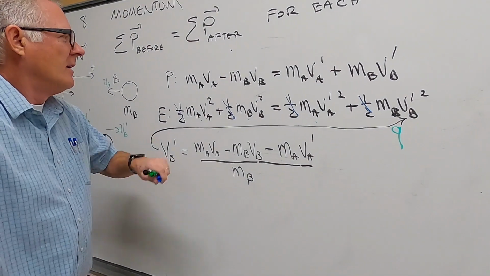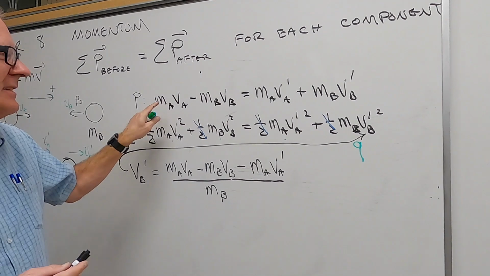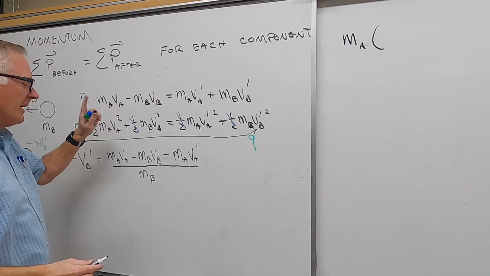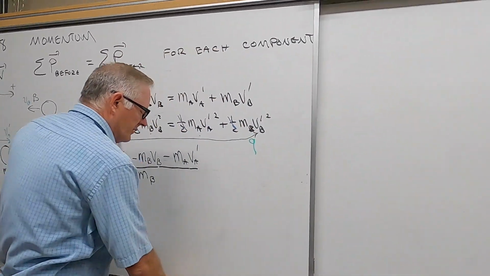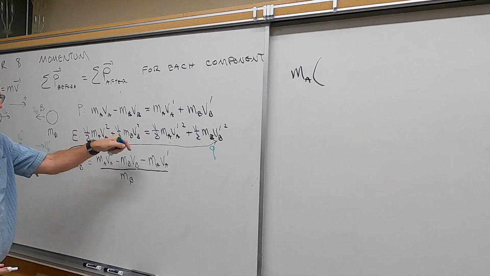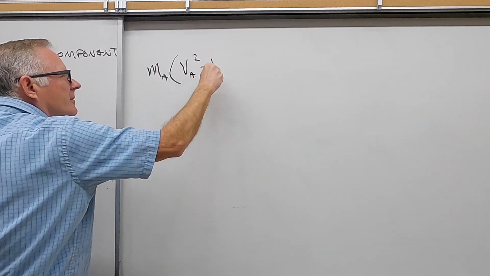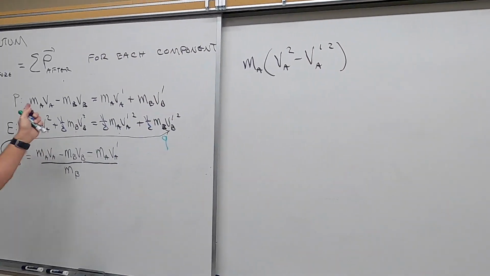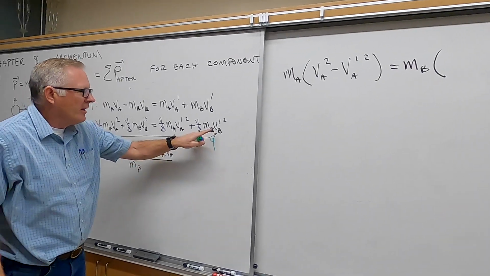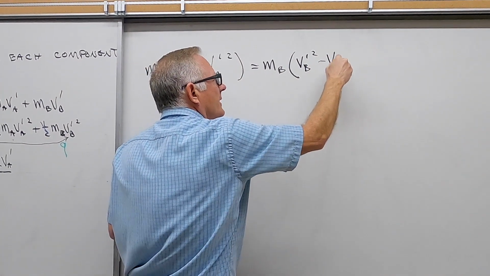What I'm going to do is take this equation and bring all the MAs on this side and factor them out. Maybe I'll do it for this one first. MA, I'm going to bring it over to the left and factor it out. We already canceled the halves, so I get MA times VA squared minus VA prime squared. And on the other side, I'll factor out the MB. So over here, we've got MB times VB prime squared minus VB squared.